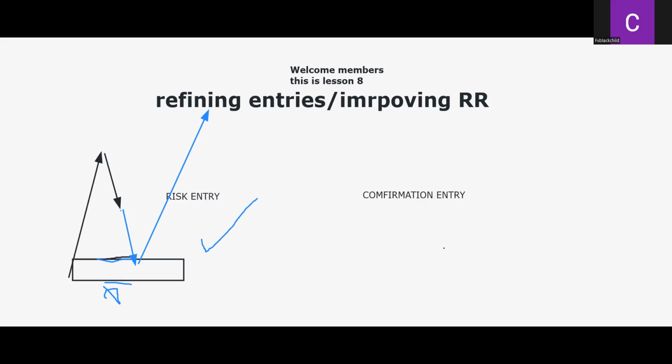But the only challenge is that you might have a very big stop loss, whereby you can have a 20 pips or 30 pips stop loss, which is not good. So you don't have to expose all that amount just like that. The whole purpose of this video is trying to refine your entries and improve your RR. So you're going to choose on your own which one is going to be better for you, because you need to understand the risk that comes with it.